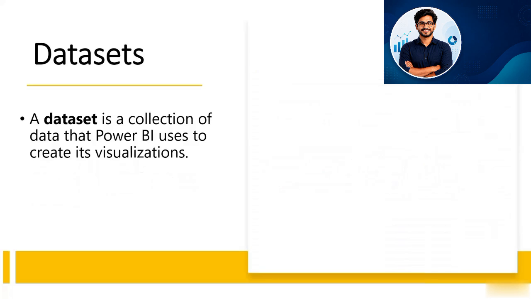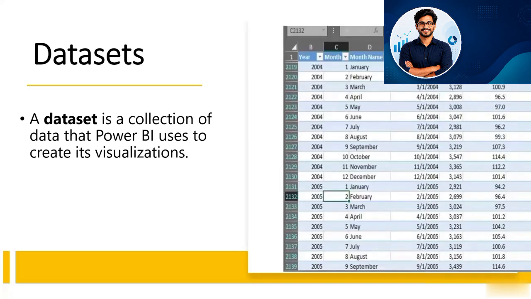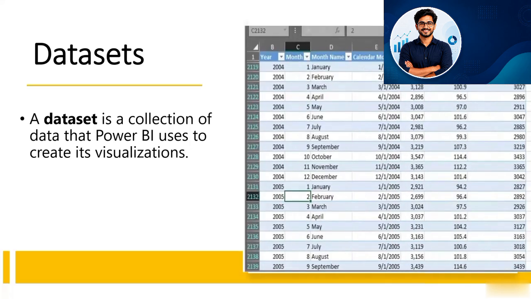The second is the data sets. Now, a data set is a collection of data that Power BI uses to create visualizations. So the backend of a visualization is nothing but the data sets. Now, how does it look? It looks like a tabular format where it will store our data. So whatever unstructured, unorganized data comes from different business sources will be stored in these data sets from the data model, and then it can be used to create different visualizations.